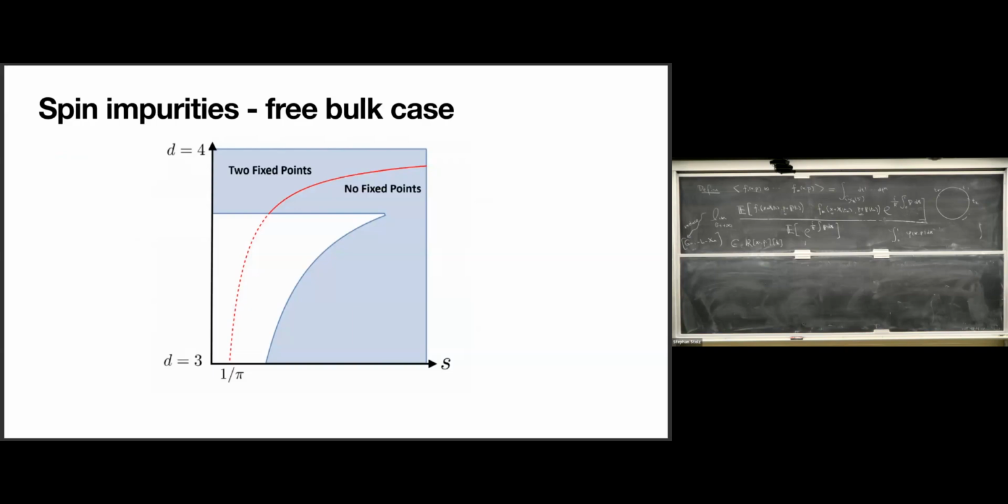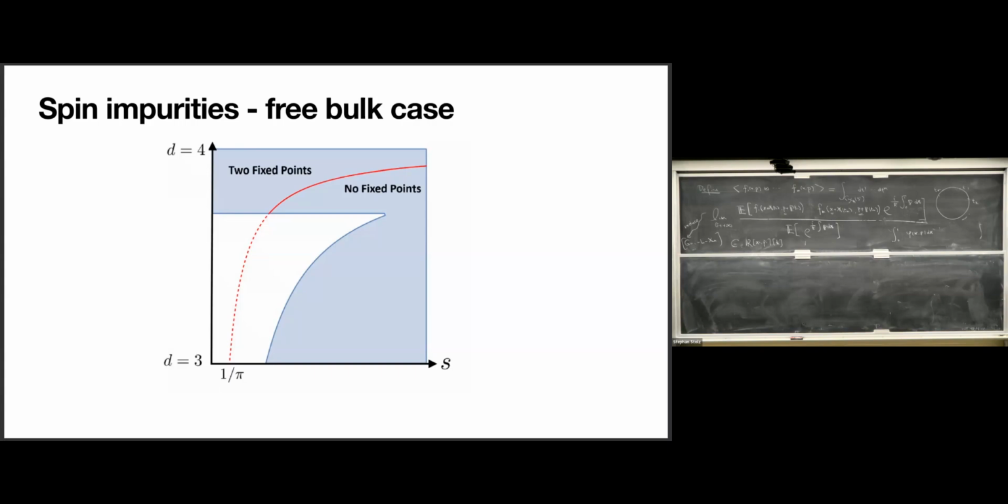I will skip this. I will just explain this. This is what we know about the free bulk case, when the bulk is a free theory of scalars. So here, blue areas are areas that we can understand using the now existing techniques, and white areas are areas we do not yet know how to approach, namely small spin and away from 4 dimensions. And what we get is the following.